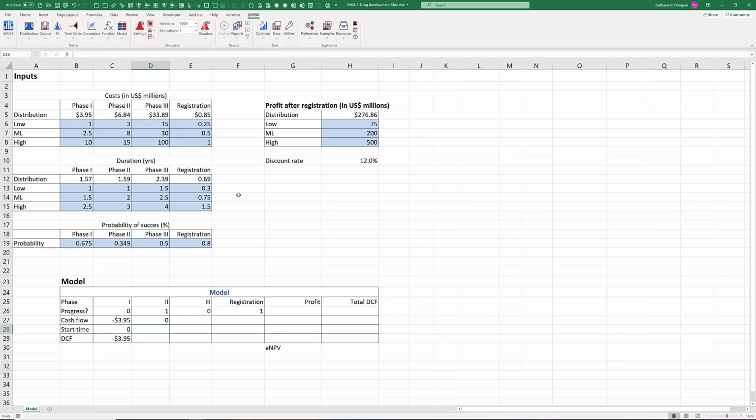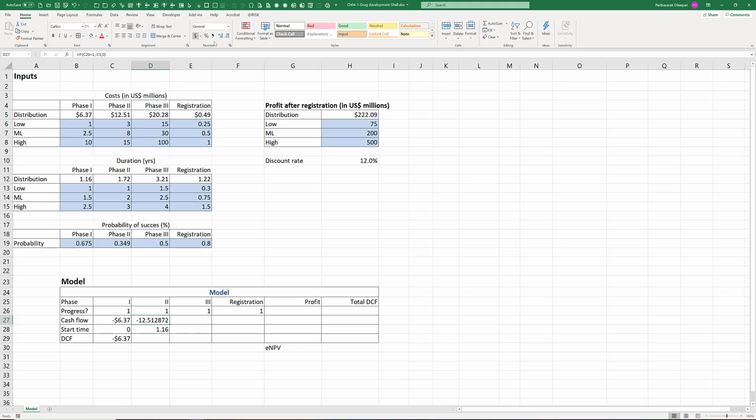Okay. And of course, the start time for phase 2 is when the previous phase ended, right? Previous phase ended when the previous phase started plus the duration of the previous phase. So that would be the start time for phase 2. And that is the time over which the cash flow should be discounted.